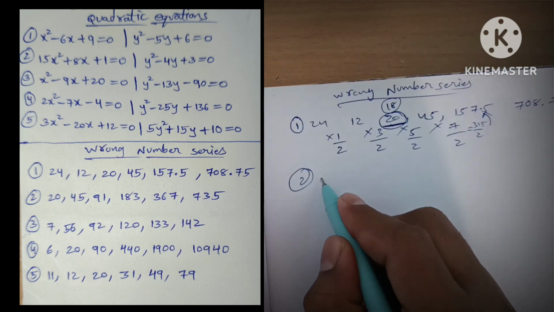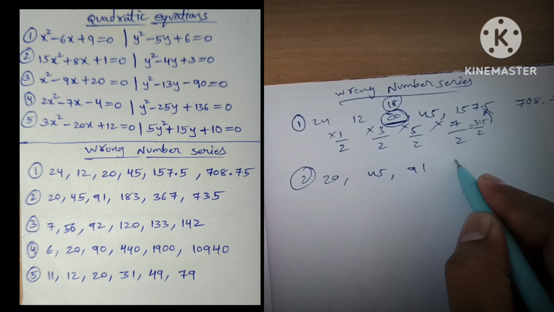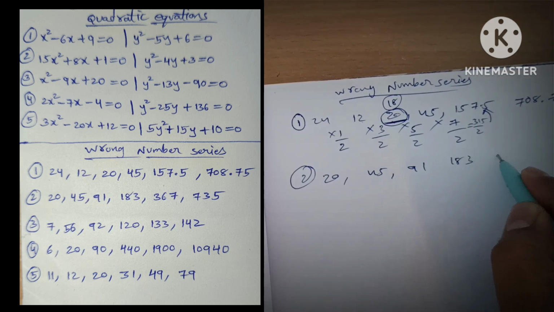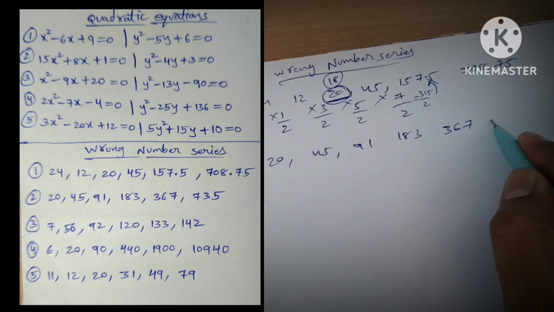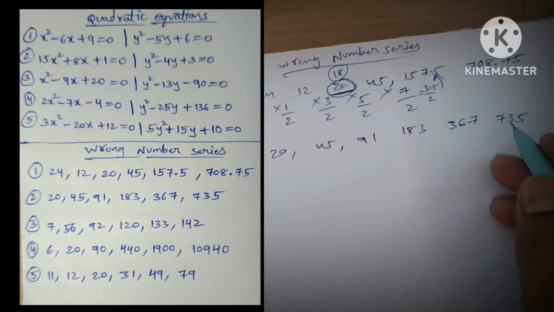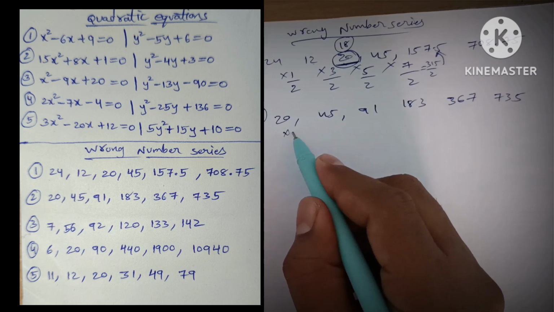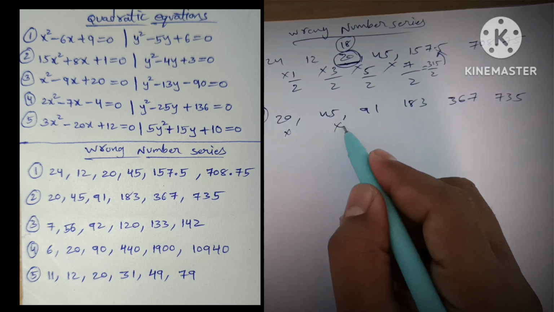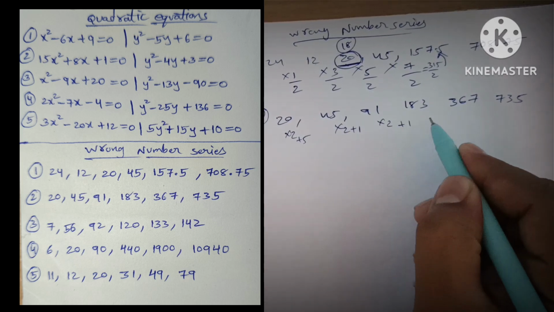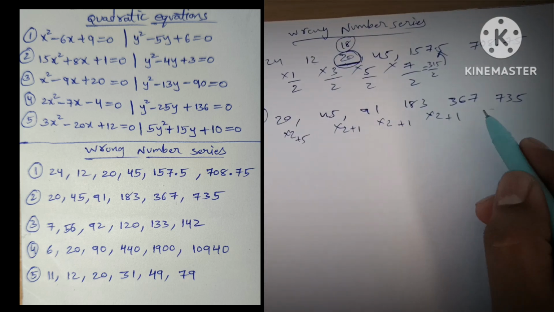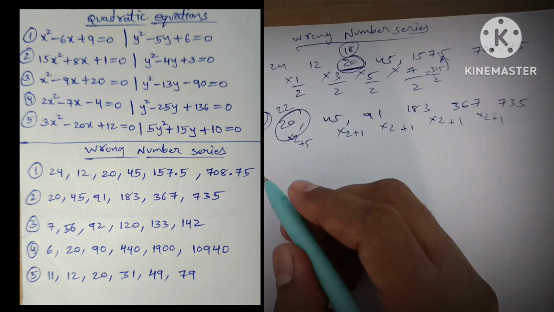Second one: 20, 45, 91, 183, 367, 735. Into 2 plus 1, into 2 plus 5, into 2 plus 1, into 2 plus 1, into 2 plus 1. So wrong number is this. Our right number is 22.